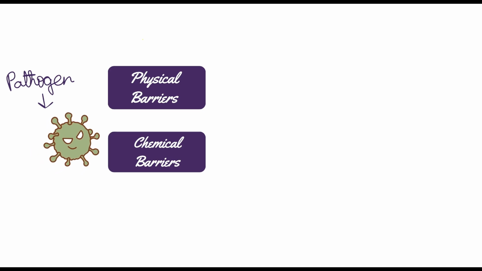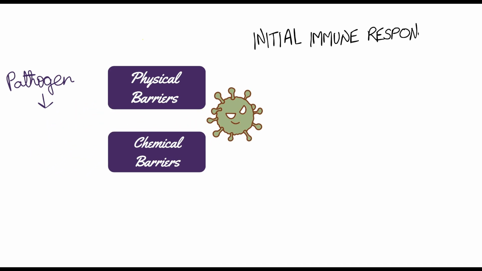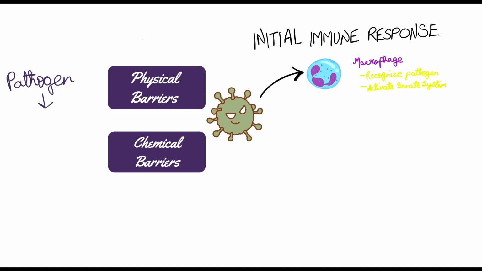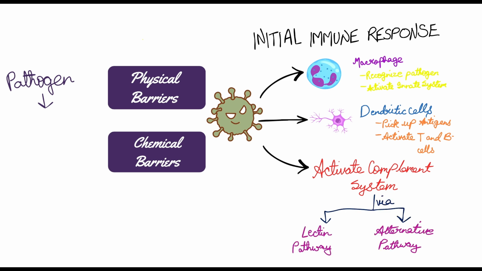Moving on to the next. So now you must be wondering what would happen once barriers are breached. Three immediate events occur as the initial immune response. The macrophages detect the pathogen and activate the innate immune response. The dendritic cells pick up antigens of pathogens and travel through blood and lymph, locating and activating relevant B and T cells. The pathogen directly activates the complement system via the lectin and alternative pathways.